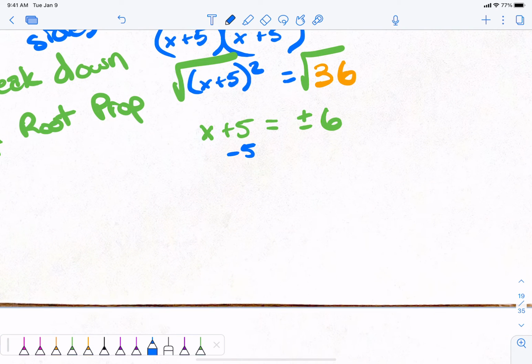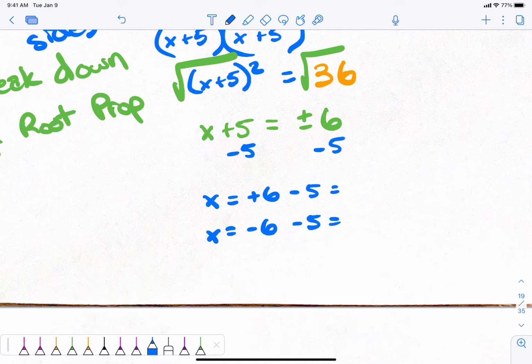Okay, now, last thing. Subtract 5. I subtract 5 and I subtract 5 and I have two answers, right? It's positive 6 minus 5 and negative 6 minus 5. So it'd be positive 1 and negative 11. And those two places are where it crosses, right? Those two places are where it crosses, okay?